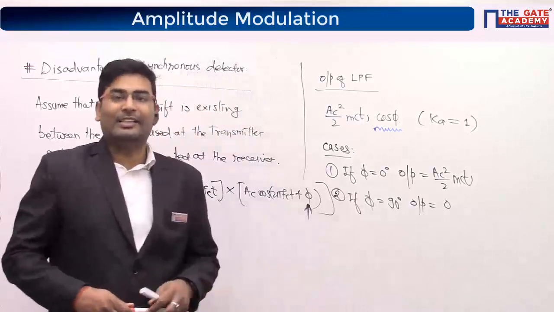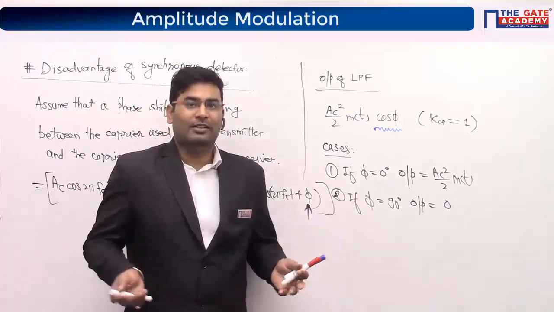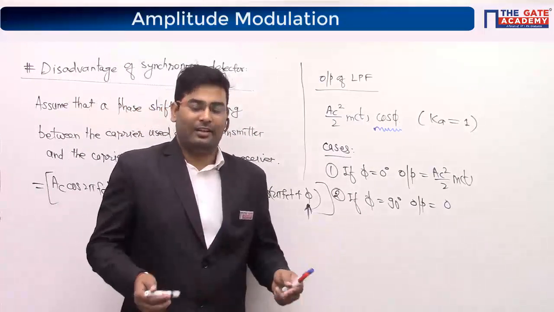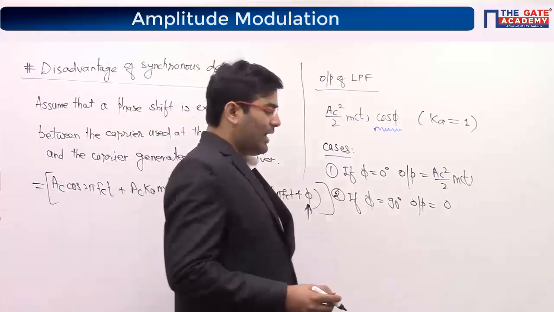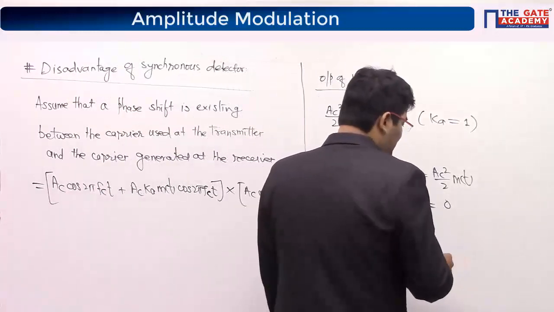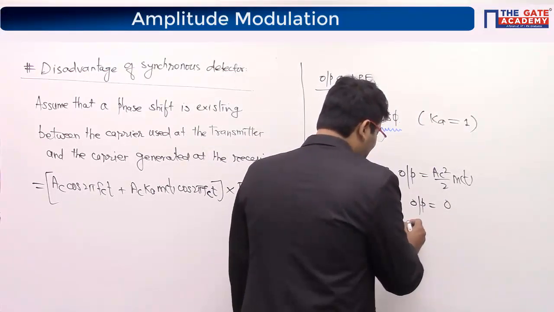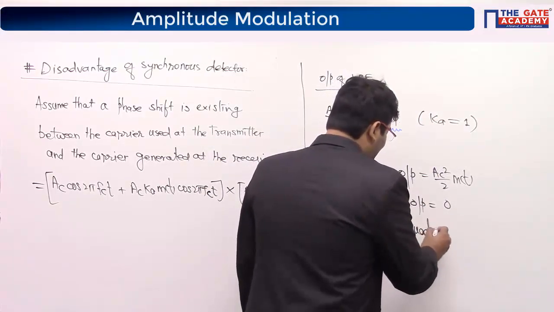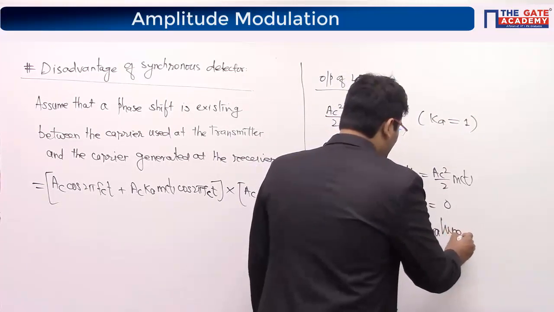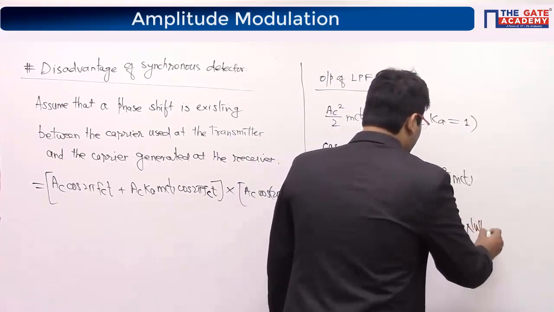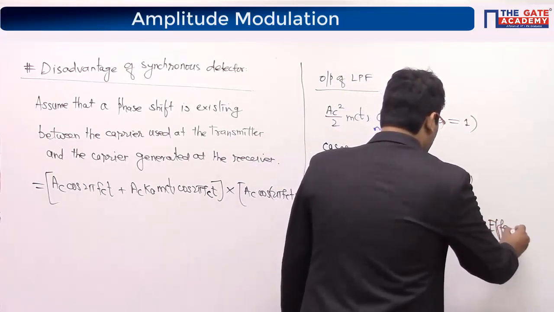It is like somebody said something to you, but you don't understand anything, you didn't hear anything. And this is known as, very important keyword guys, the quadrature null effect. Quad means 90 degrees, 0 output means null.